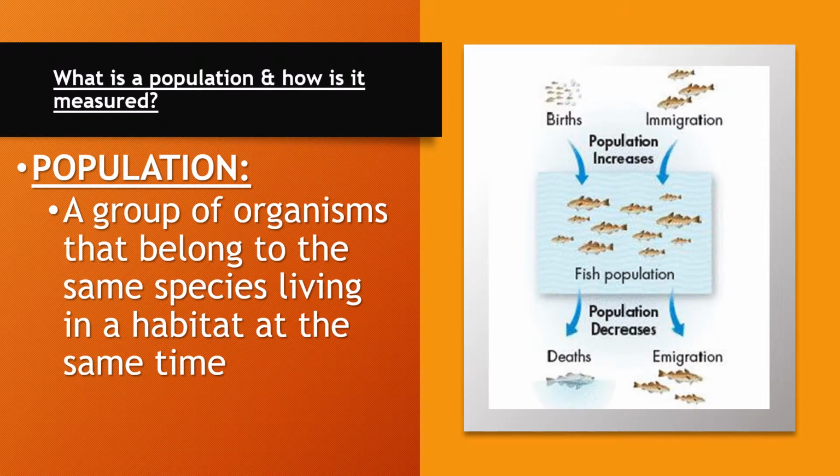So a population is a group of organisms that belong to the same species and are living in the habitat at the same time. Populations increase because of either births or immigration with an I. That means they're moving into an area. And then population decreases occur when we have deaths and emigration with an E, where they exit an area.